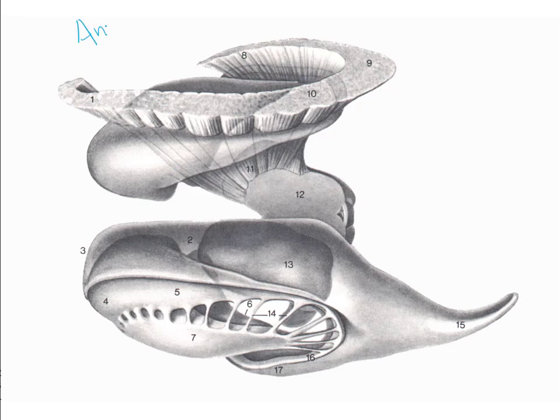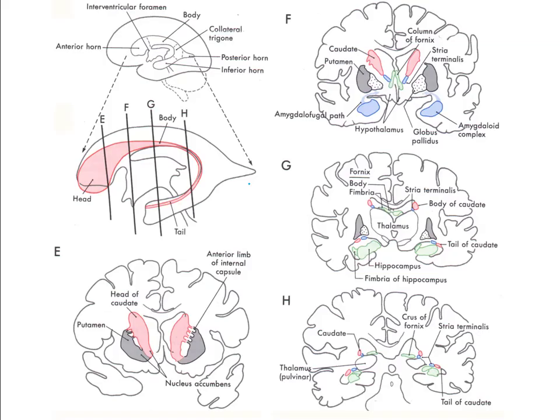Yeah, I heard the word. Anterior limb of the internal capsule. Okay? And that anterior limb, as I'll show you in the sections, separates caudate from putamen and a little bit of globus pallidus.